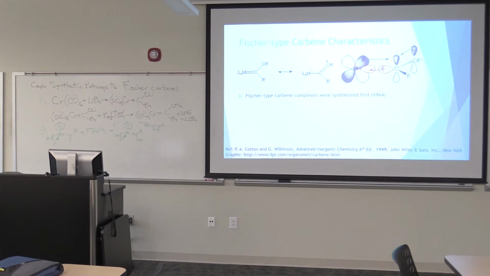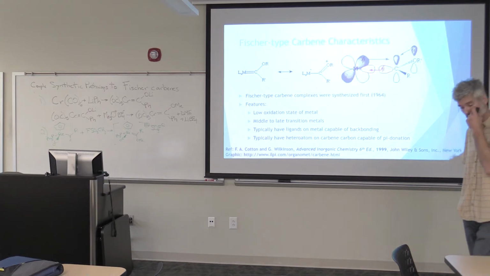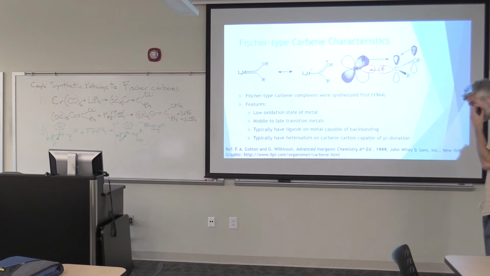These were discovered way before Schrock's work, back in the 1960s when they first started coming out. As for features, generally it's going to be a low to mid oxidation state for the metal, and normally we're talking about middle to late transition metals, so not really the early ones. In general, we have ligands on the metal that are capable of back bonding. On a lot of these you'll see a CO group or more, because we want to suck a little bit of electron density off of there. And as we stated, normally we're going to have some kind of heteroatom off of that carbon on the carbene that's going to do some bit of pi donation.